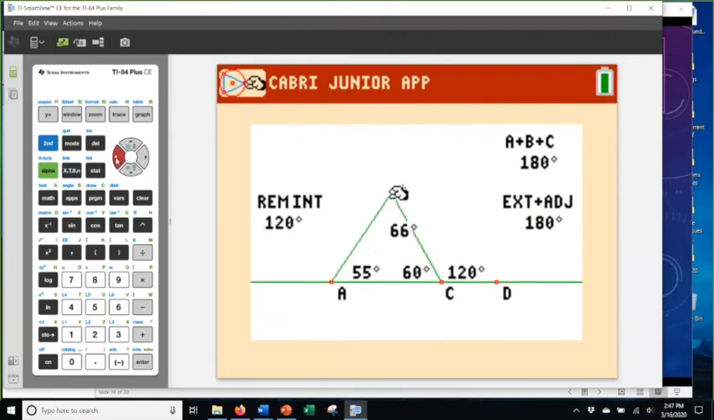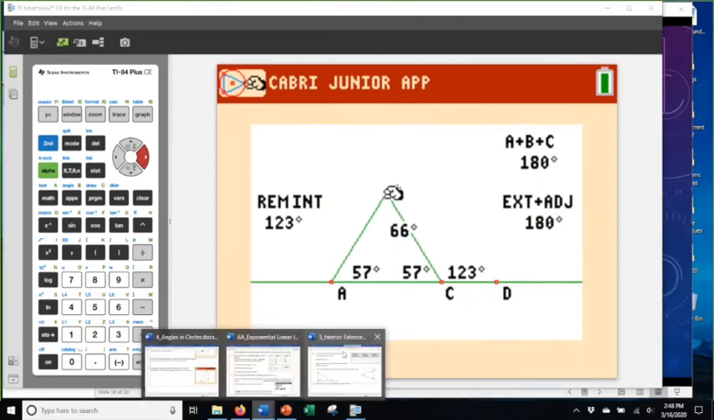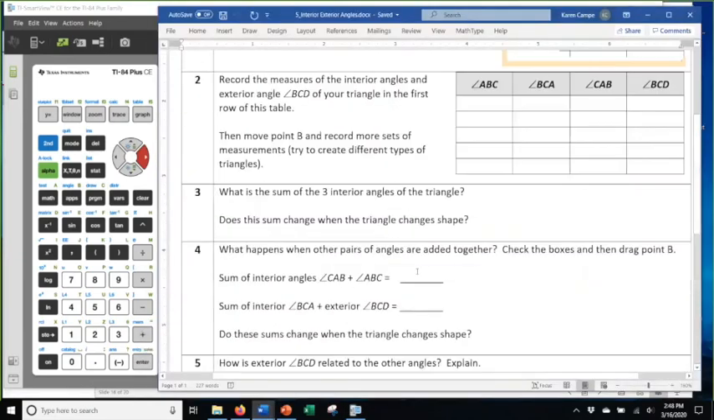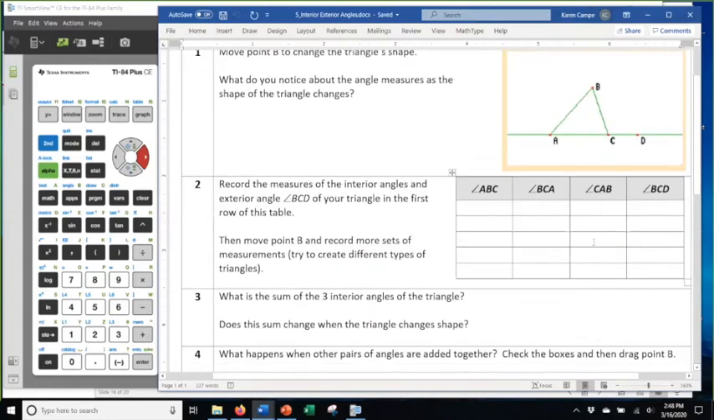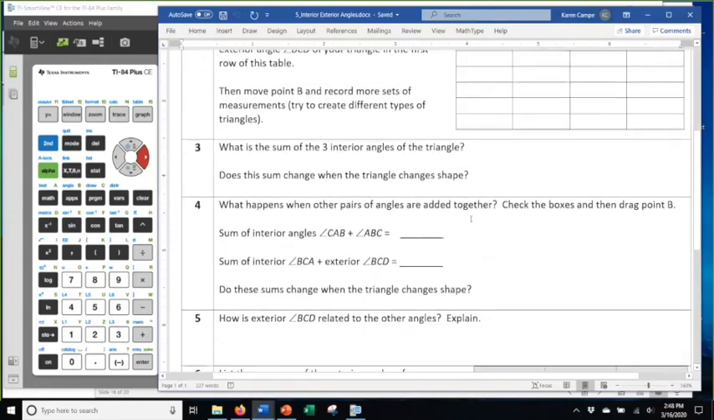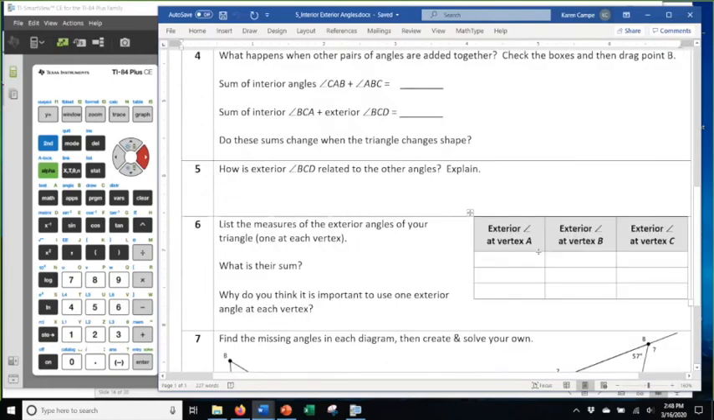What happens if we create a right triangle? Let's see if the pixels will let me. There's a right triangle. What happens if we create an obtuse triangle, etc.? Lots of things you can do with this. And just to show you the lab sheet for that one, students are going to, what do you notice? Take down some data. What happens when you add other pairs of angles together?